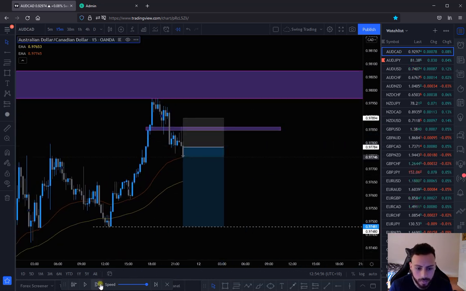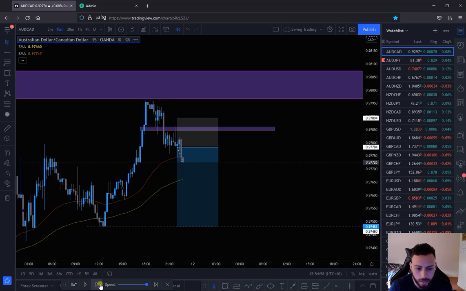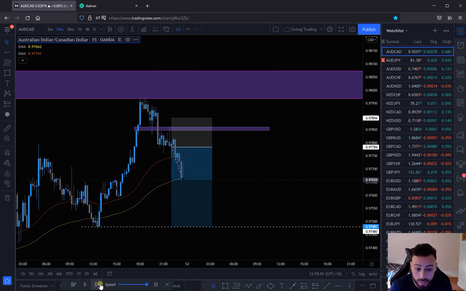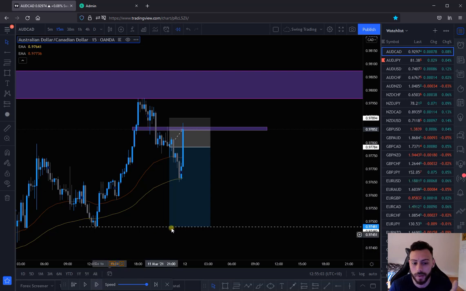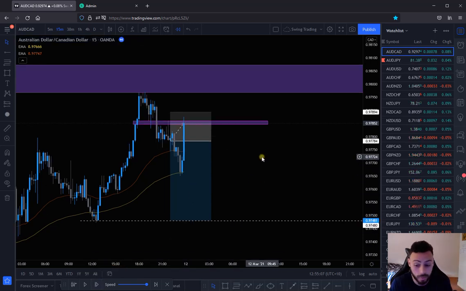So let's see what happens. All right, so I'm in the position. Price has rallied down quite hard and came back up, but my stop loss is still above structure, so I haven't got knocked out. But I haven't taken profit either, so my trade's still running. This is a really good example.